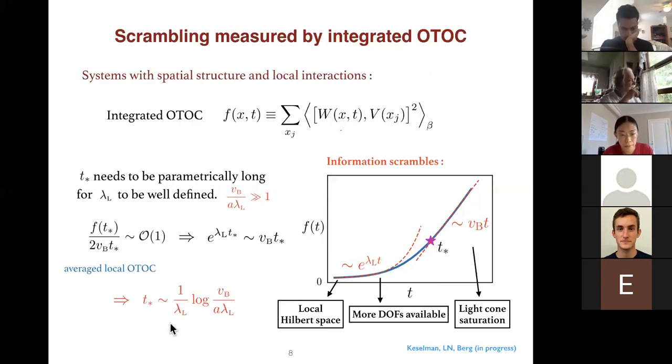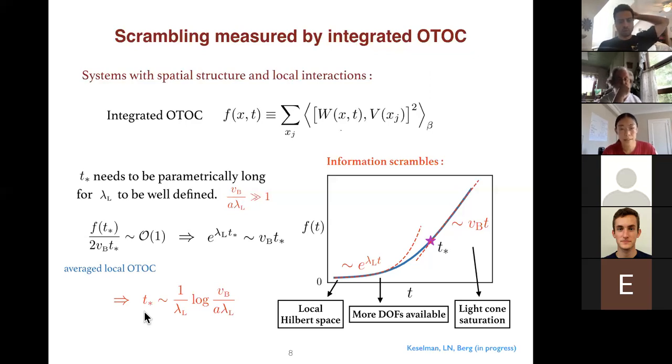And you can solve that T star has this scaling behavior. So it's proportional to 1 over lambda L times log of this ratio. So here you can see that consistently, if this ratio is large enough, then we will have a parametrically long time scale for lambda L to be well defined for us to observe the exponential behavior.